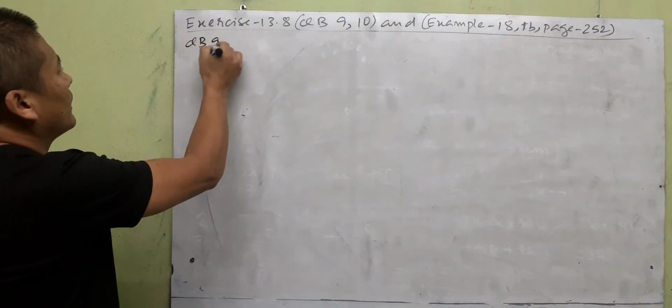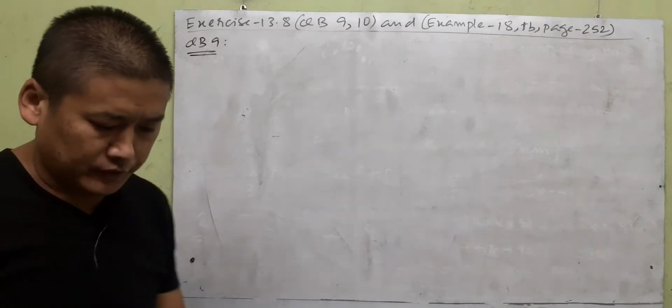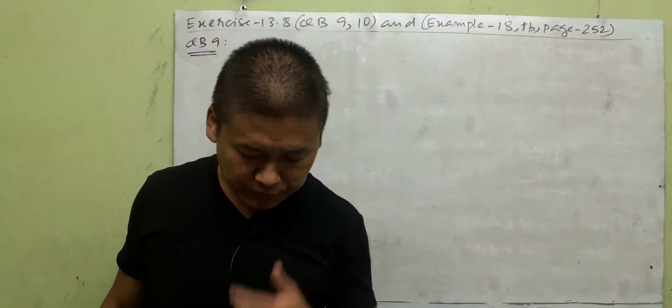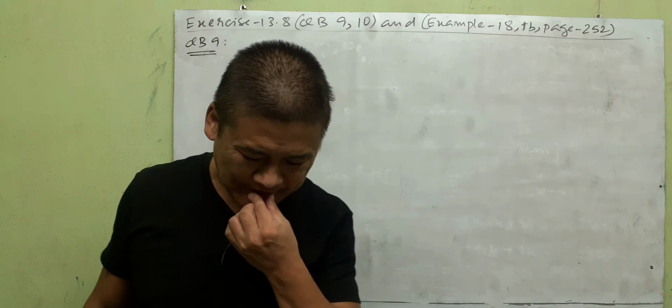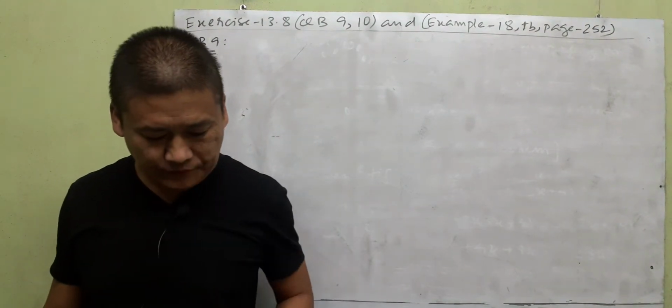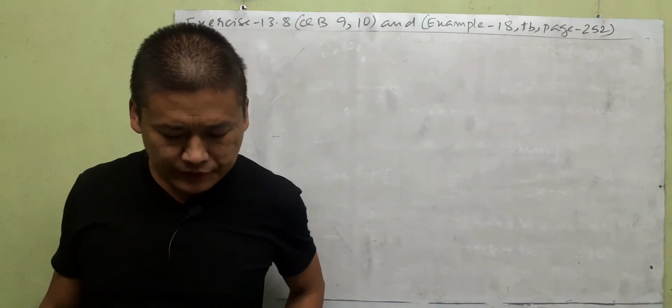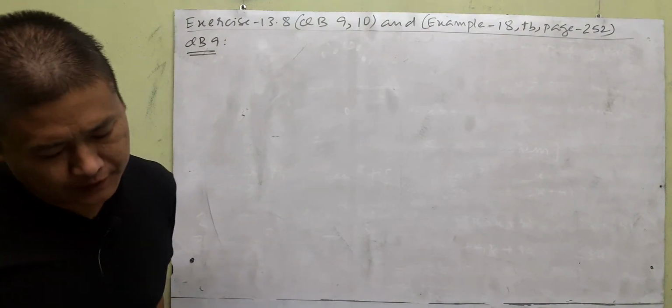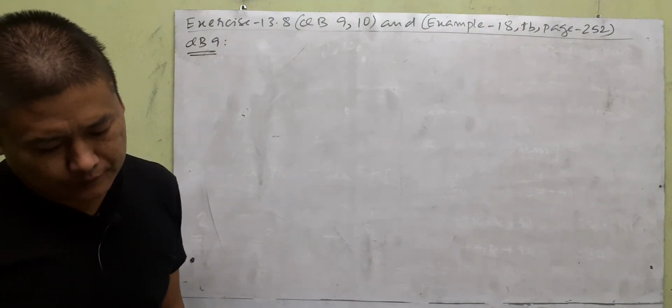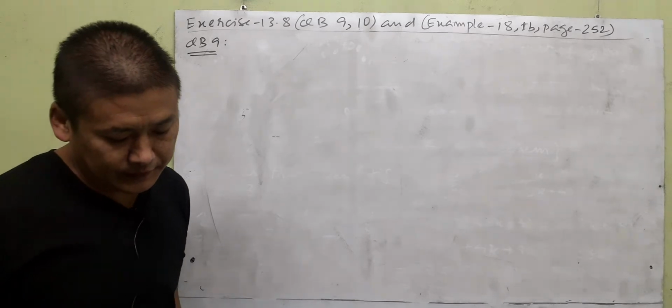Question B9. You'll find this on textbook page 253, so open your textbook there. Let me read the question for us. 27 solid spheres, each of the radius R and surface area S, are melted to form a sphere with a surface area S dash. Find this and this, okay?